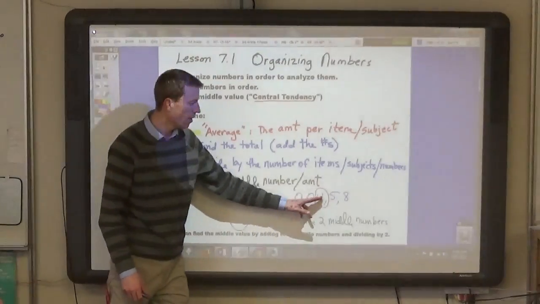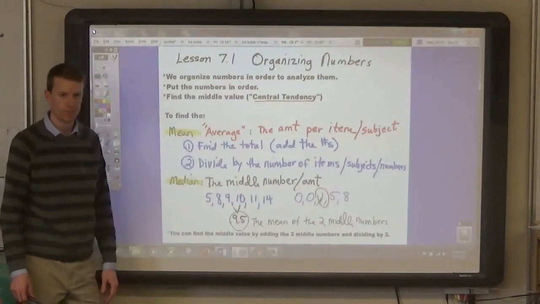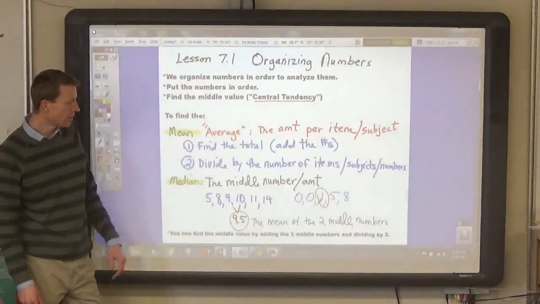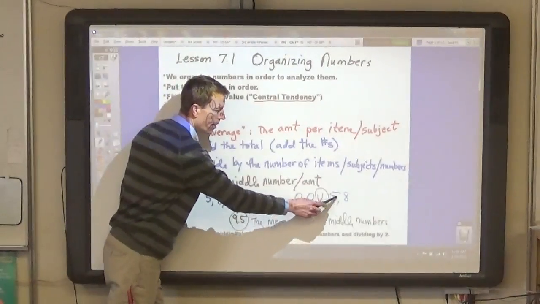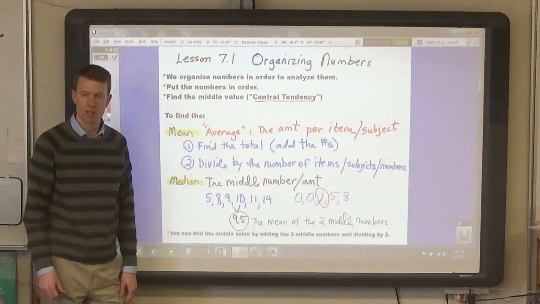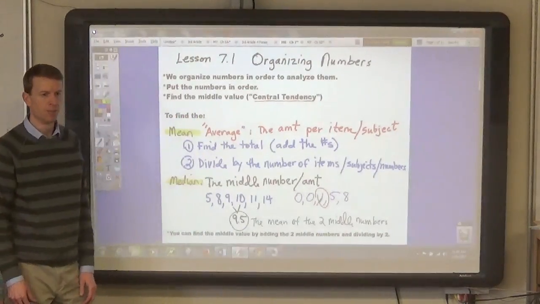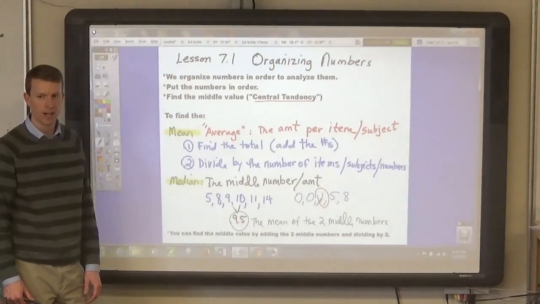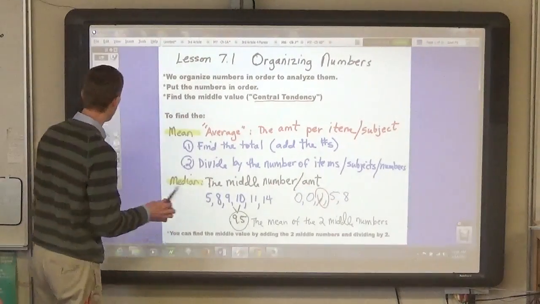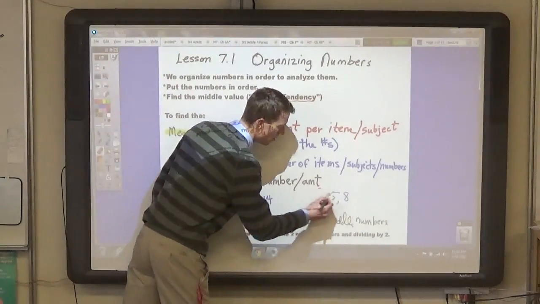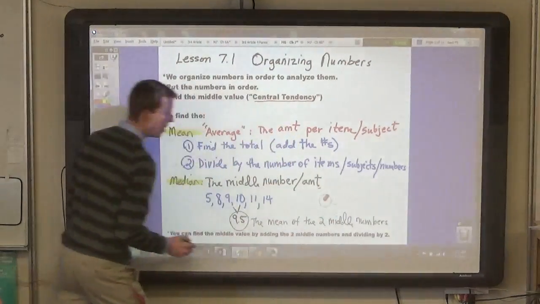And the numbers are in numerical order. Okay? Whenever you're finding the median, you always have to put the numbers in numerical order, if they're not already in numerical order, and then find the middle value. All right? One more example. Everybody pay attention.